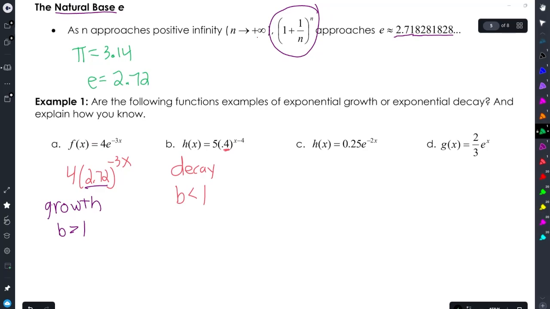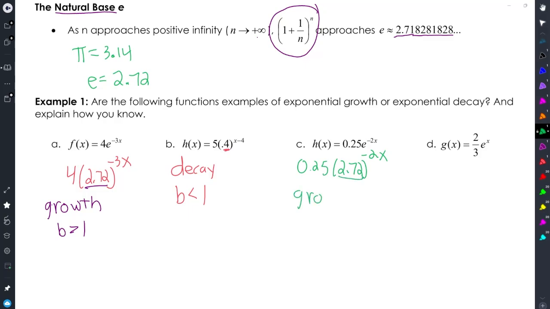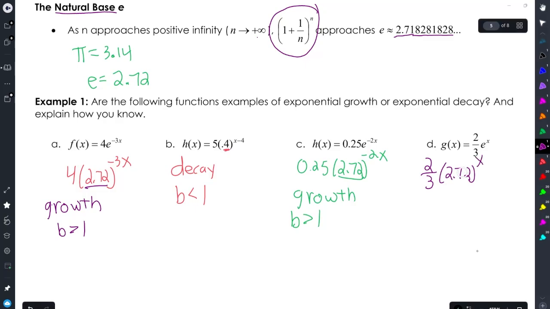Again, e is 2.72, so you could rewrite this, and because this is bigger than 1, this is growth, because our b value is bigger than 1. And then the last one, again, e. Now, you don't always have to rewrite e as 2.72. I'm just doing it so that you can see that your b value is, in fact, bigger than 1, so that means this is exponential growth because b is bigger than 1.